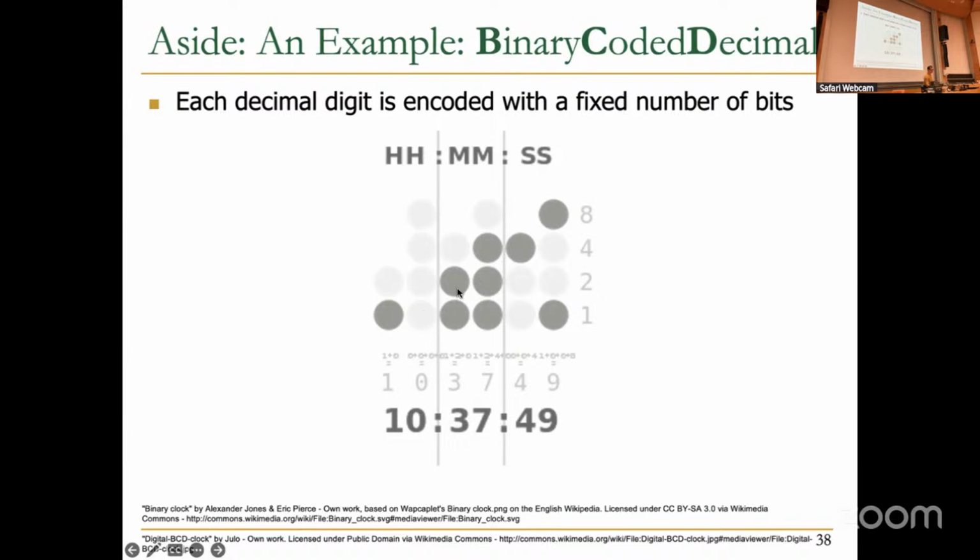This is 37, 1, 2 over here. So you need 3 bits over here. And 7, 1, 2, 4, 7. Now, hopefully you got the idea. And this is 49. You need 3 bits again here, 1, 2, 4.